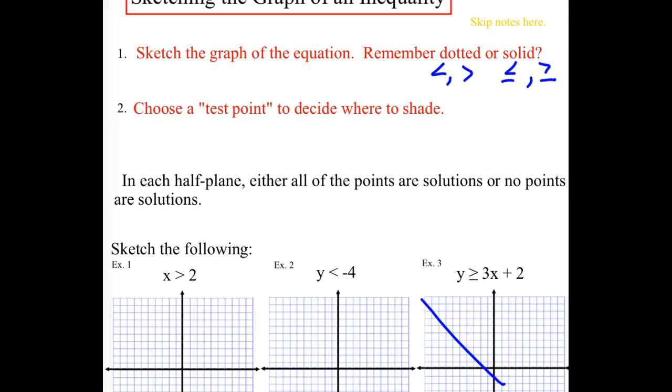An easy point to use is the origin. The only restriction is we cannot use the origin if our line goes through it. So if your line or curve is going through the origin, you're going to have to pick a different point to try.